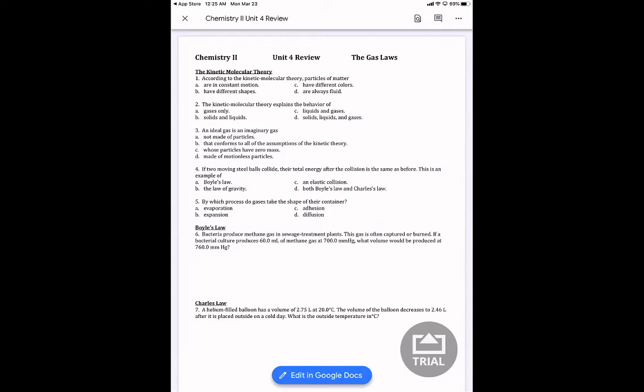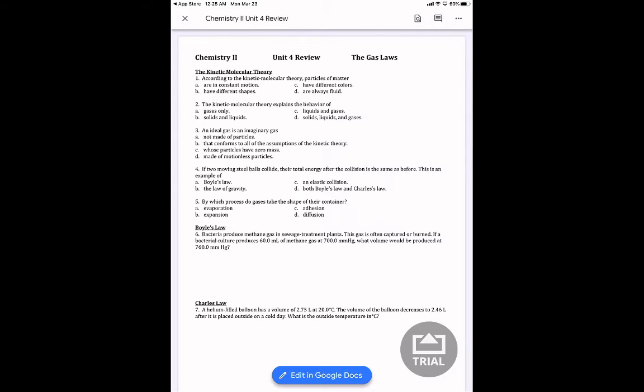Okay? Number 4, if two moving steel balls collide, their total energy after the collision is the same as before. This is an example of C, an elastic collision. Again, if the energy is exactly the same before and after the collision, that would be an elastic collision. Remember that generally all collisions are not elastic. And then number 5, by which process do gases take the shape of their container? That is letter B, expansion. Gases expand to take the shape of their container.